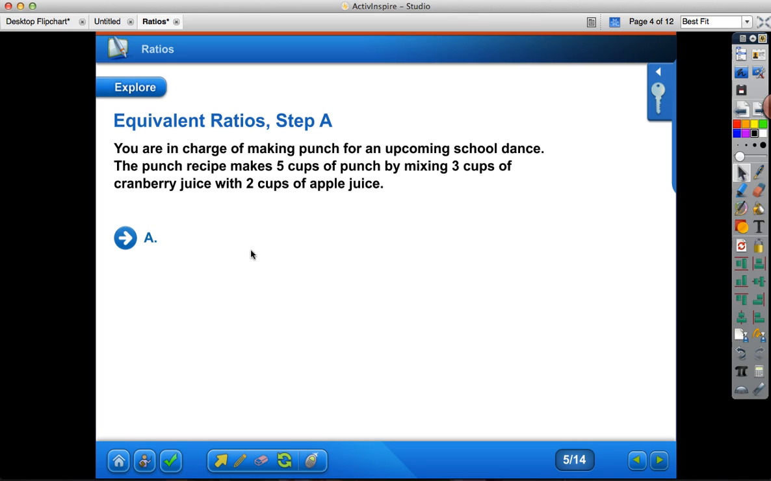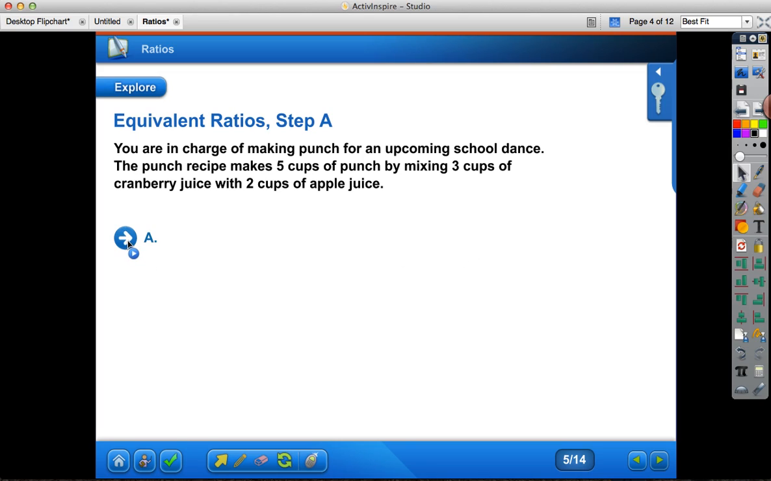All right, so we're in charge of making punch for an upcoming school dance. The punch recipe makes 5 cups of punch by mixing 3 cups of cranberry juice to 2 cups of apple juice. Makes sense because you pour in the 3 cups, pour in 2 cups, and together that gives you 5 total cups. Nothing disappears, nothing miraculously gets added. Your total amount of juice is going to count on how much of each juice you put in.